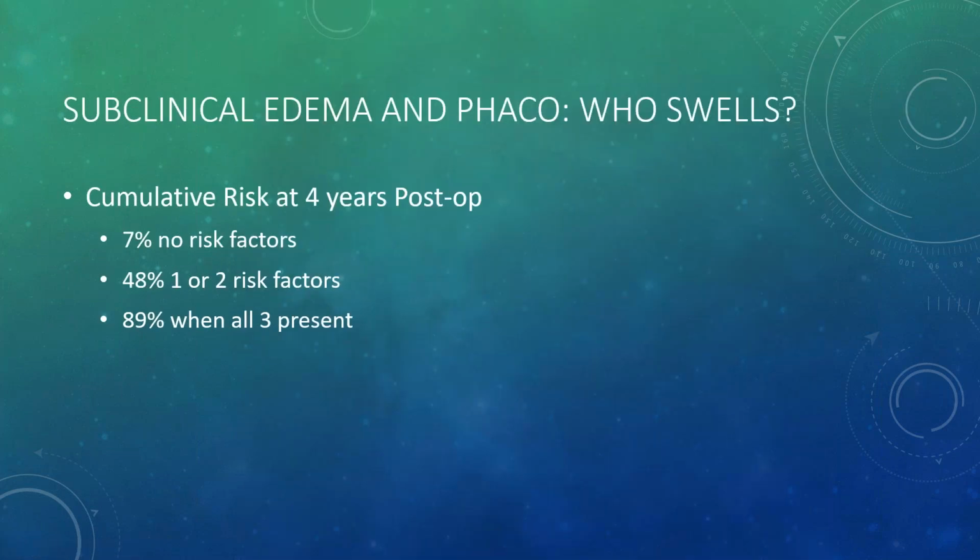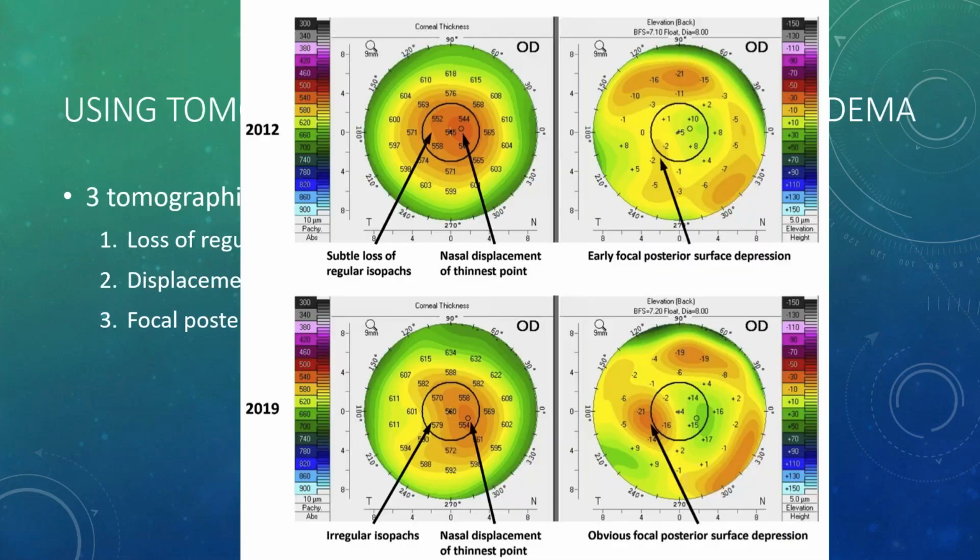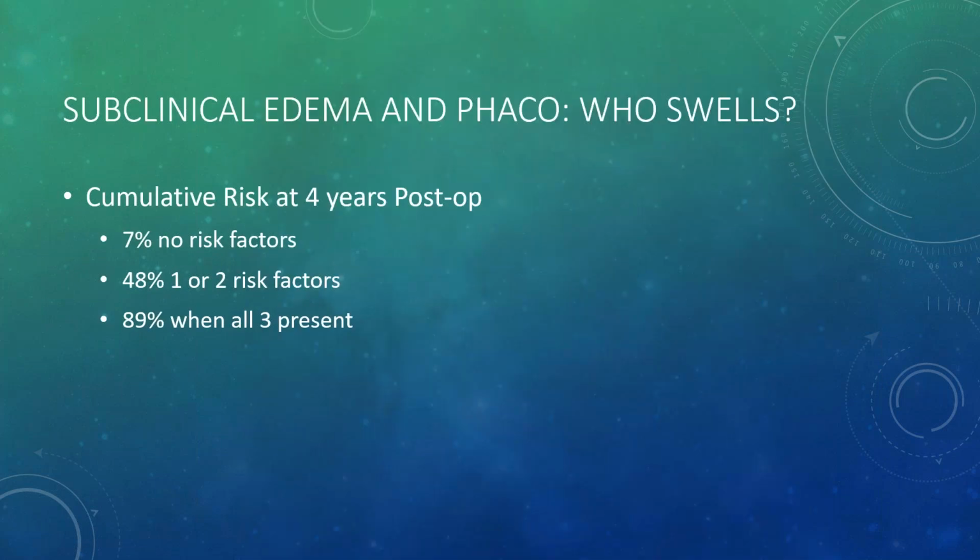So how can we use that information? Those are three risk factors that I like to look at: the isopachs, the thinnest point being displaced, and posterior depression. So if they have none of those risk factors, and we do phacosurgery, there's only a 7% risk that they're gonna have corneal edema at 7 years. If they have one or two risk factors, at 4 years about half of them will have it. And if they have all three of those risk factors, 90% of those patients will swell within 4 years of surgery, requiring an endothelial keratoplasty.